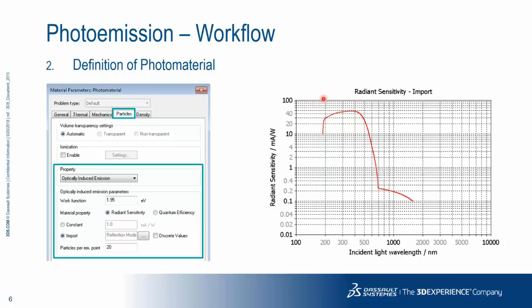You can either import your specific material properties as shown here, or you can also specify a constant value. As discussed before, typically you will have a certain point of cutoff where, the higher the wavelength gets, you will not get any particles out because it's lower than the work function. So in principle, you can estimate the work function from this plot here.